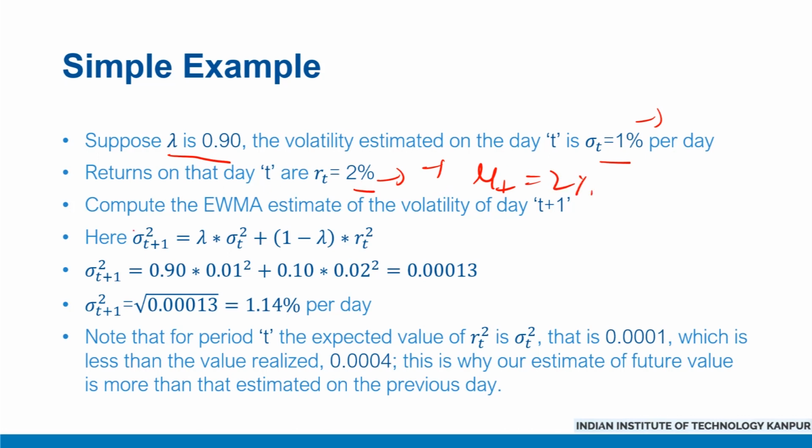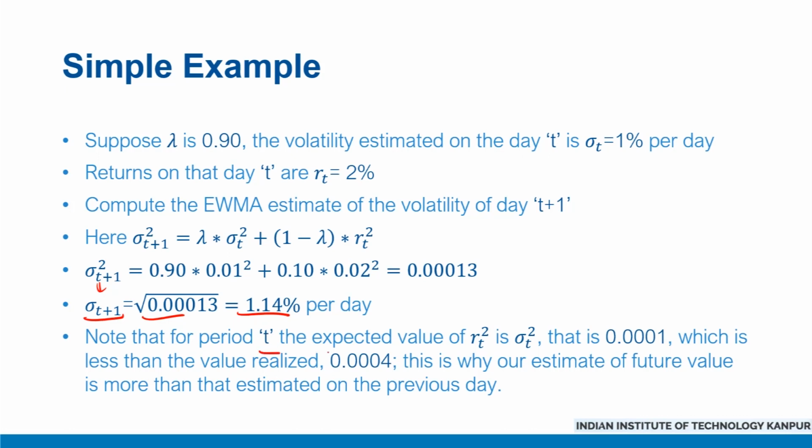Now using our formula, sigma square t plus 1 is equal to lambda times sigma square t plus 1 minus lambda times r square t. We know the value of lambda, 0.9. We also know the value of sigma square t, which is the square of 1%, that is 0.01 square. Then 1 minus lambda is this, and r square t is 0.02 square. So r square t is being used to proxy the volatility innovation mu t square. So we get this value as 0.00013. We can take the square root of this to get sigma t plus 1, which is the square root of sigma square t plus 1, as 1.14% per day.